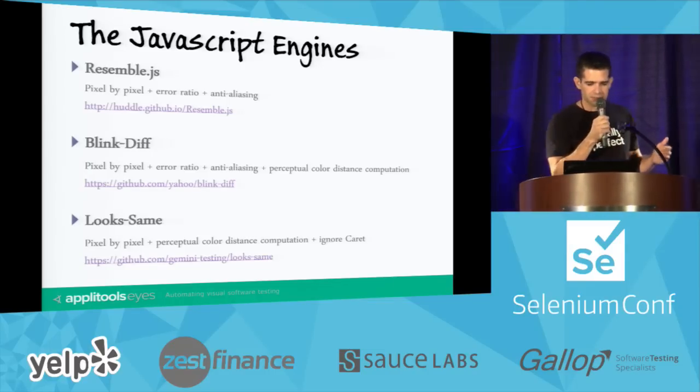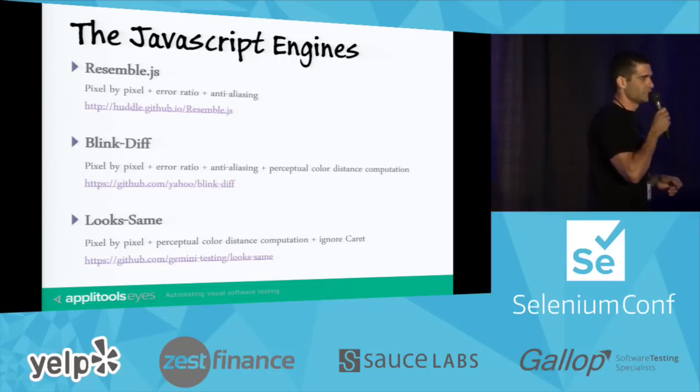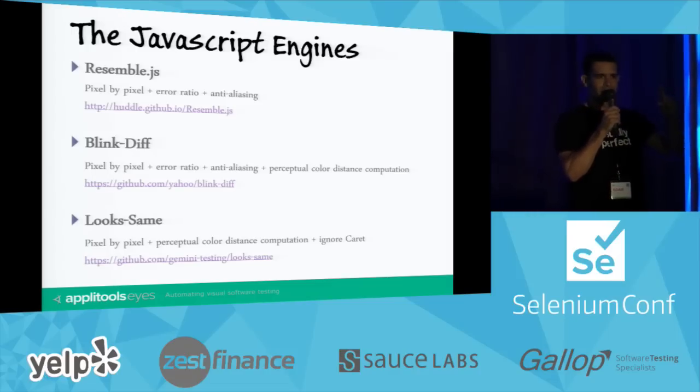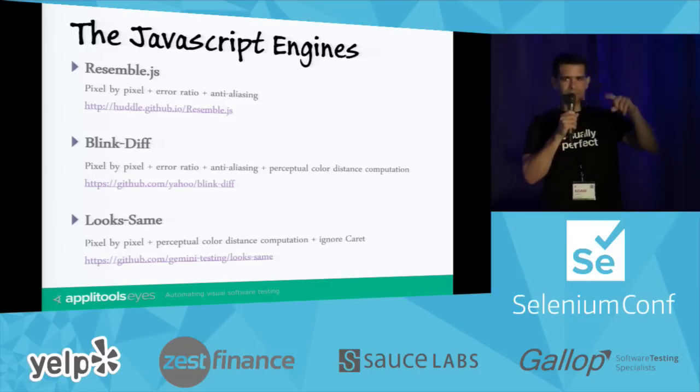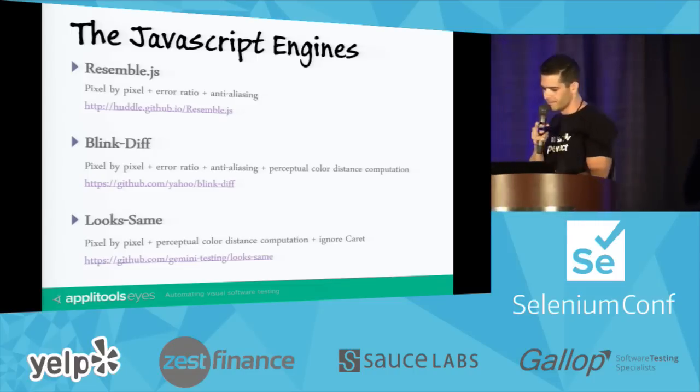And there is a recent addition, LooksSame, that also deals nicely with colors, but also can ignore the caret or the blinking cursor that we always have in forms. So it just looks for the pattern of the blinking cursor, and if the diff is just for that cursor, it will ignore it as well.